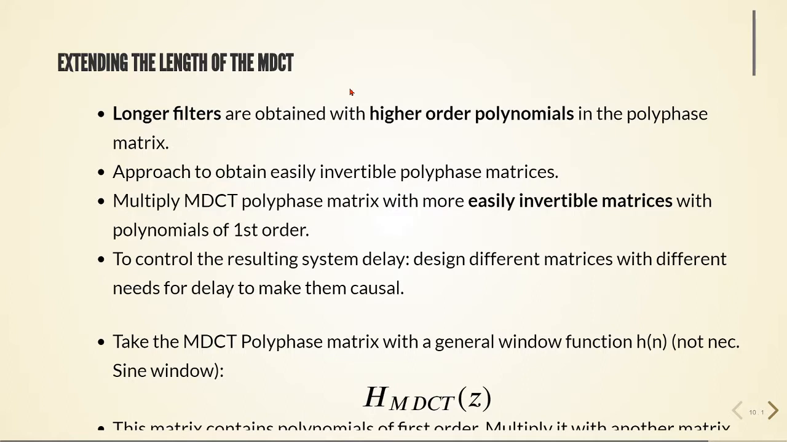So we want to multiply the MDCT polyphase matrix with more easily invertible matrices with polynomials of first order. To control the resulting system delay, we will design different matrices with different needs for delay to make them causal.